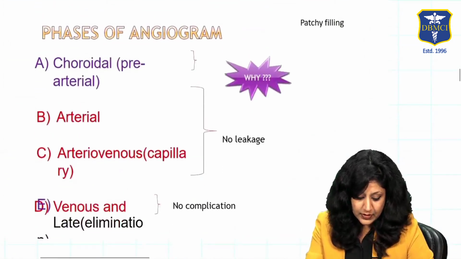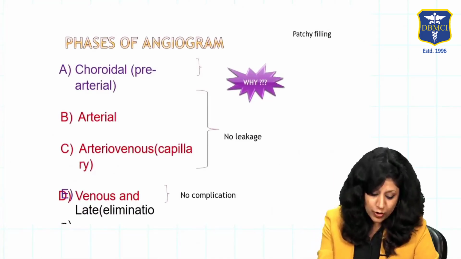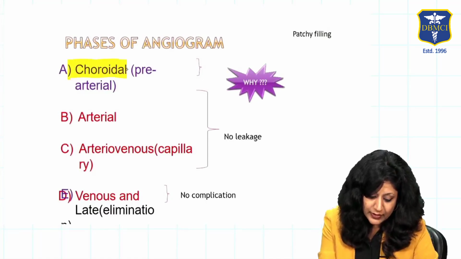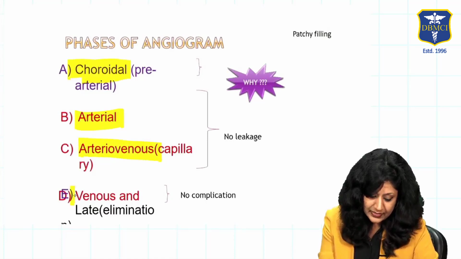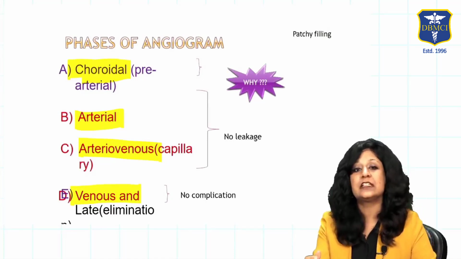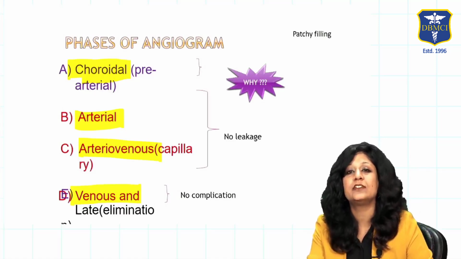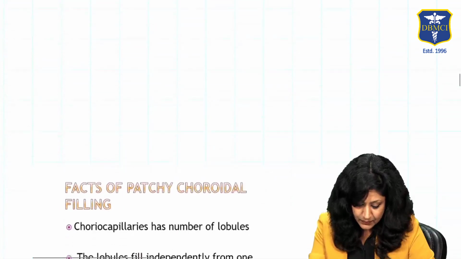Okay. Now if you see the phases of the angiogram, we have certain phases: first the choroidal phase, then arterial, then arteriovenous, and then venous. So in this way, we have different phases because first it is going to the choroid, then it is going to the retina, and then it is going to other places, right?